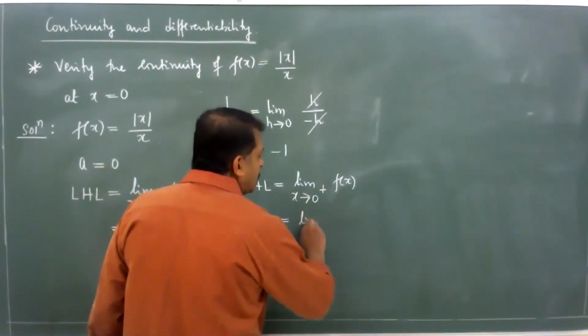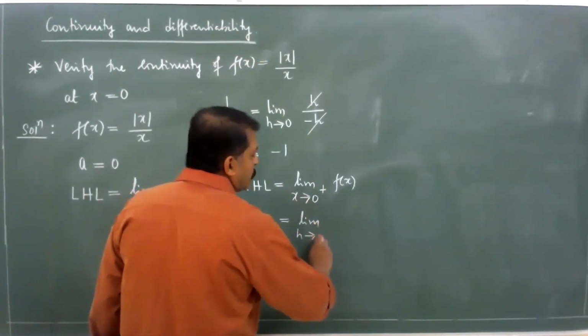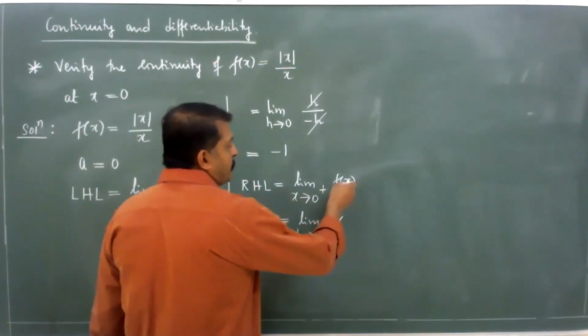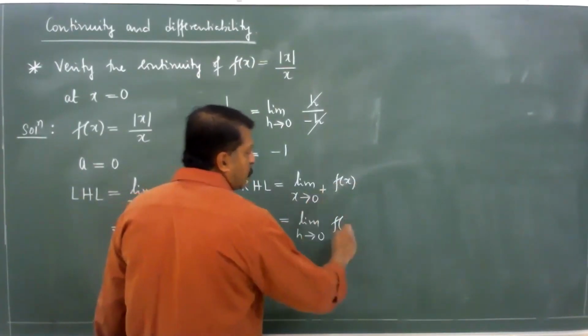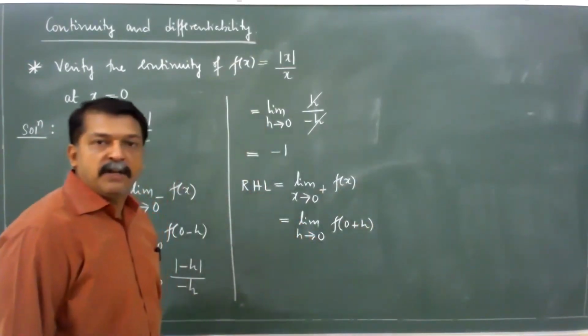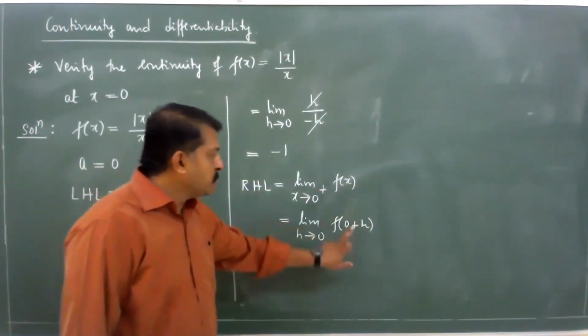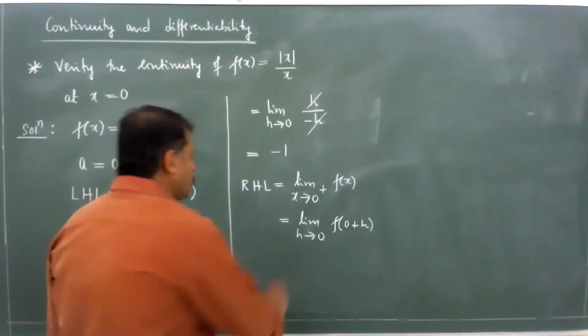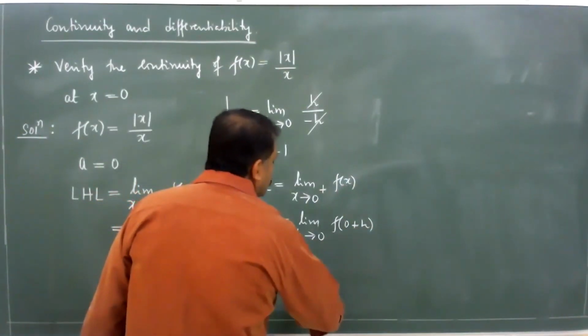How to calculate? This limit h tends to 0, f of, you have to replace x by 0 plus a positive quantity h. x must be replaced by 0 plus h. This is equal to limit h tends to 0.